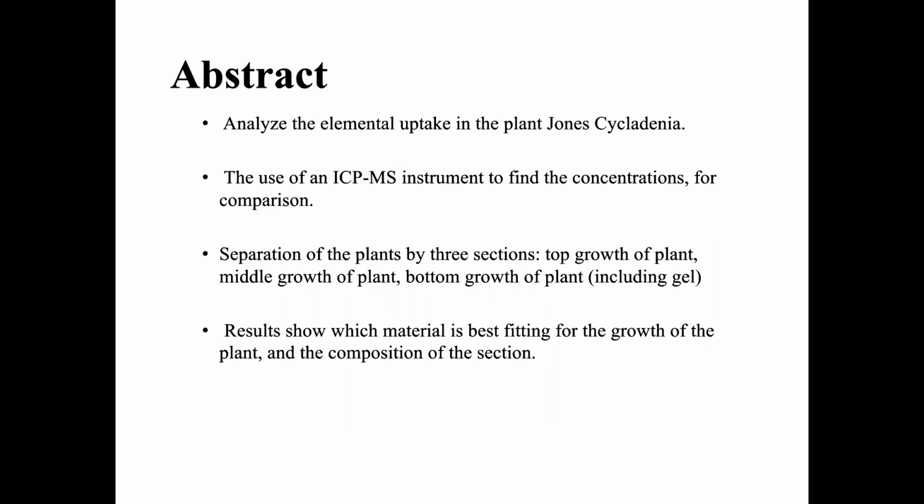A little bit about the abstract. We're analyzing the elemental uptake of the plant Jones Cycladenia, and this is done by an ICP-MS instrument to find the concentrations in the plants. This is done by separating the plant into three sections: the top growth of the plant, the middle growth of the plant, and the bottom growth of the plant, including the gel, which is transported in. And the results show which material is best fitting for the growth of the plant with the composition of the section.